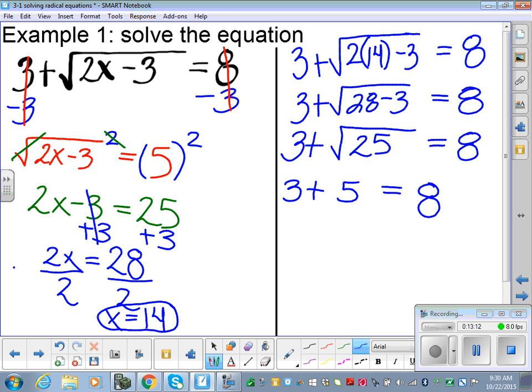So let's see, do we end up with a true statement? 8 is equal to 8. Is that a true statement? Yes, that is a true statement. So yes, that is a solution we're going to keep. That is our answer. Does that make sense?